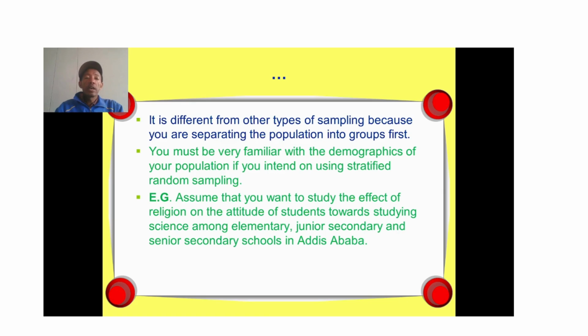It is different from other types of sampling technique because you are separating the population into groups first. You must be very familiar with demographics of your population if you intend on using stratified sampling. Assume that you want to study the effects of religion on attitude of students toward studying science and elementary, junior, secondary, and senior secondary schools in Addis Ababa.